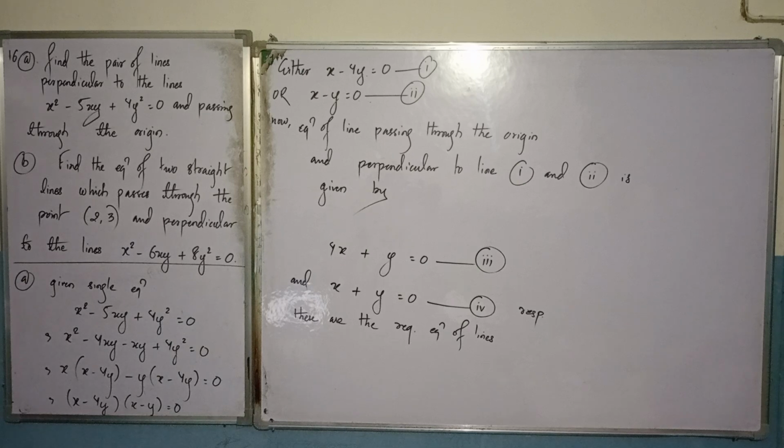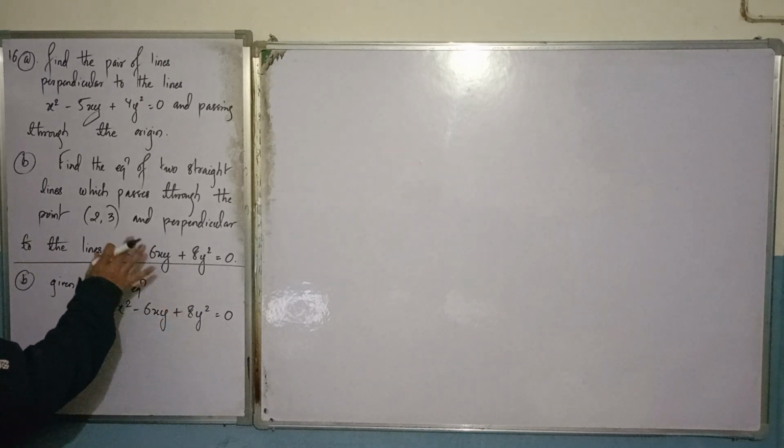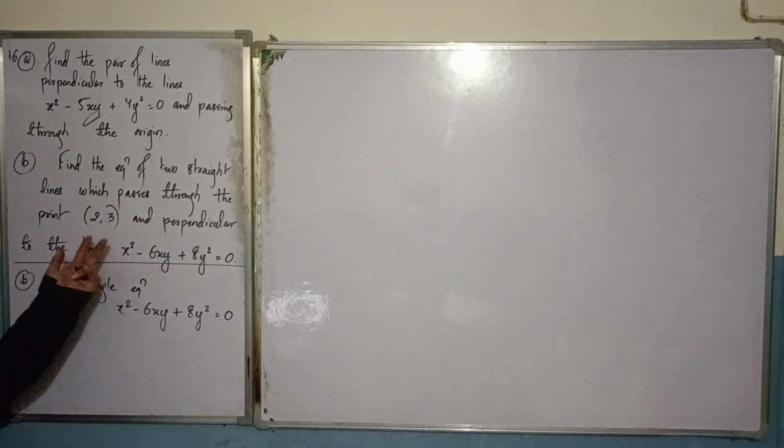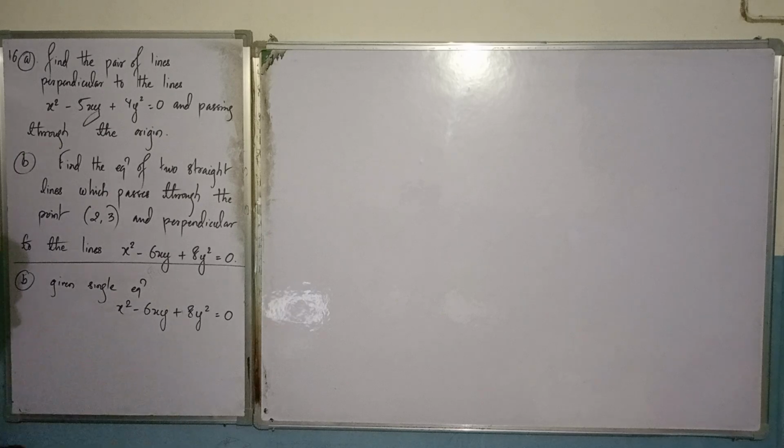Okay, now without further delay, I would like to start number 16b. Let's move on to number 16b. So we have the given equation here. In this case, it does not pass through the origin. Now it passes through (2, 3). So in that case, it will have the constant term. You have to suppose that by adding k.